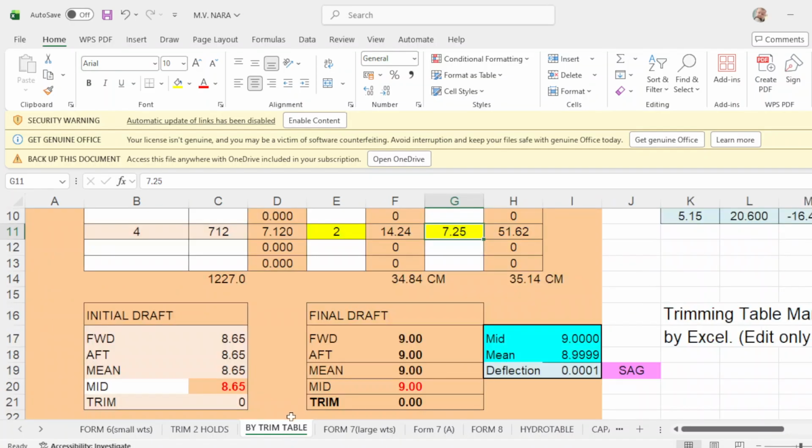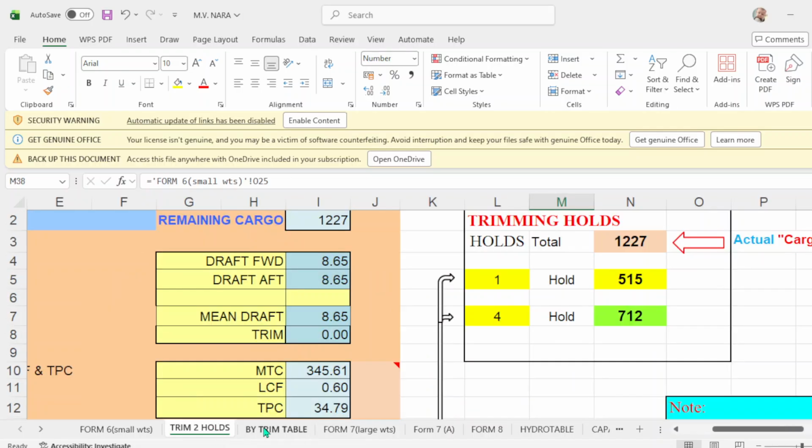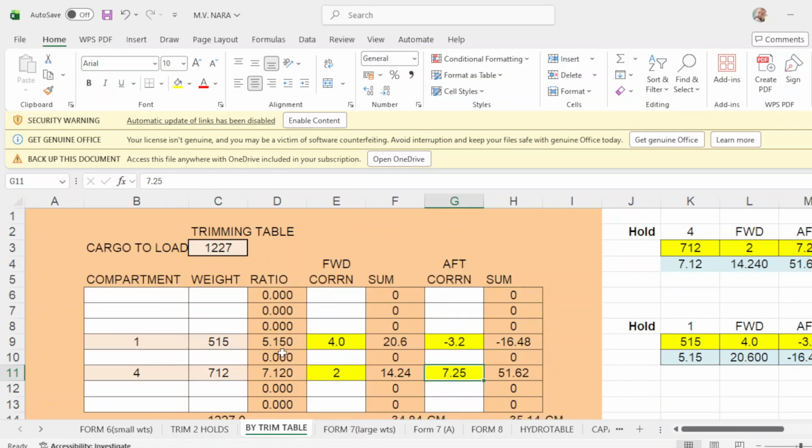Then we go now to trim table. Trimming table, take note of the cargo to load is 1,227. You have here your trimming hold of 1 and 4, and your weight of number 1 is 515, 4 is 712. How do you get this forward and up correction? You open the correction table. I don't have the correction table here. The correction table. Okay, I just put the weight, the correction table.